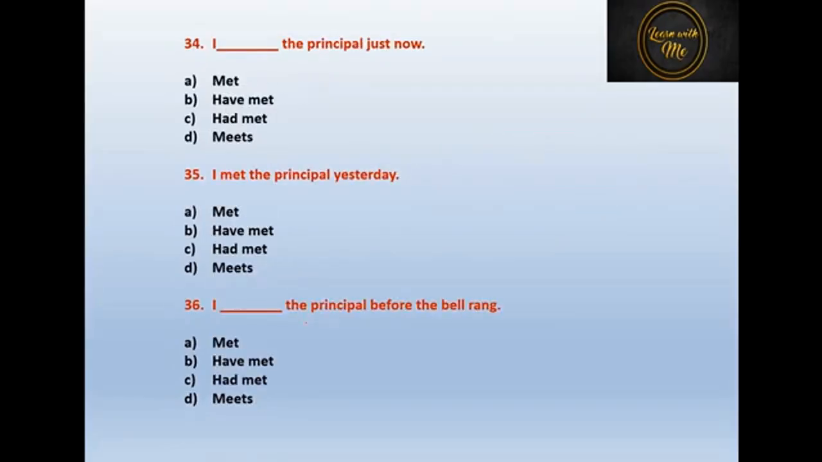Question number 34. I blank the principal just now. Met, have met, had met, meets. The answer is have met. Why is have met correct? Because he has met the principal just now. That is a just completed action. So for just completed actions, you will use present perfect. And already there is a keyword just now. I met the principal yesterday. At this time, you will use option A, met, because that is a long completed action.